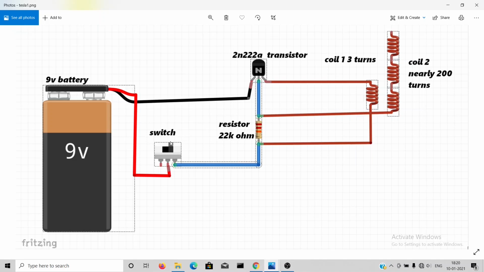Initially the switch is open, hence no current flows through the circuit. When the switch is closed, the current flows through this wire, and at this point the current gets divided into two, I1 and I2. The current I1 reaches the base of the transistor through the resistor, and the current I2 reaches the collector of the transistor through the primary coil. This is an NPN transistor which conducts when the base is positive. Here the base is positive and the current flows through the transistor and closes the circuit.